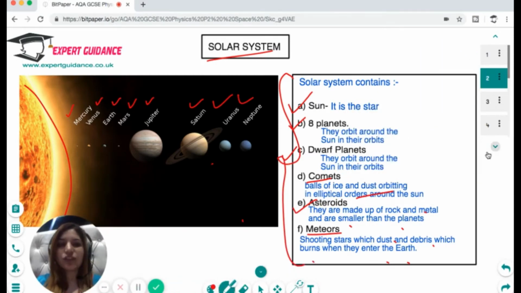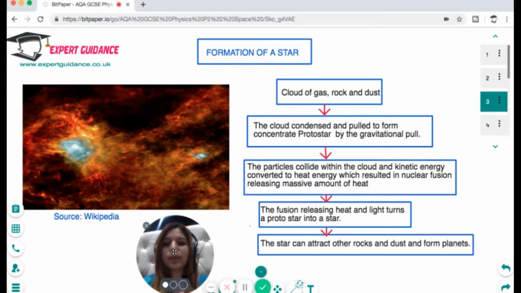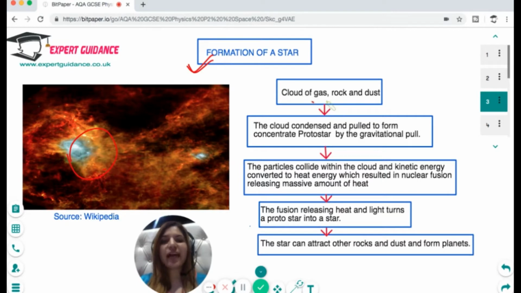Now, after the solar system, it's very important to understand how a star is formed. So a star is originally a cloud of gas, rock, and dust. The cloud condensed and concentrated to form a protostar by the gravitational pull. So the gravitational pull condensed this cloud of gas, rock, and dust.